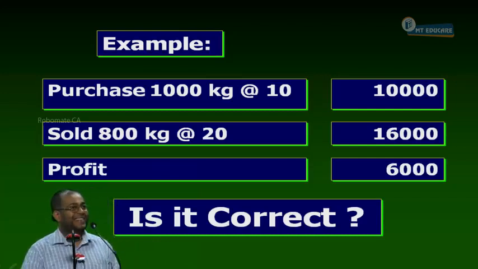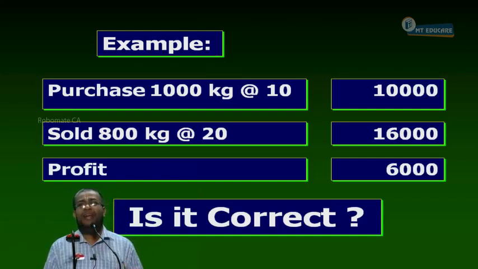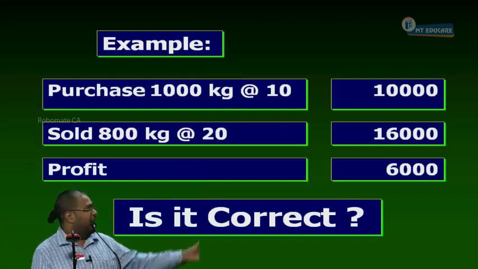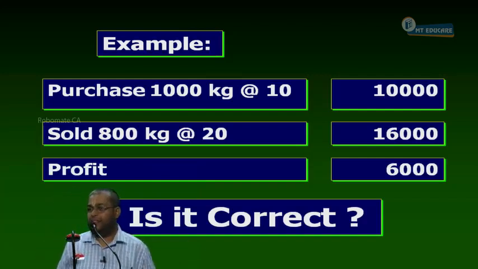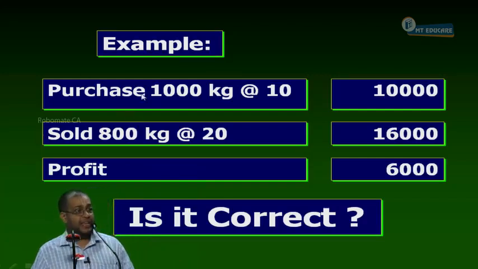Yes or no? See, in that case, the problem is we cannot compare apples and oranges, even though both are fruits. You cannot compare like that. We cannot compare the 16,000 and the 10,000 because it is against the matching principle. You are comparing an 800 kg revenue with a 1000 kg cost.